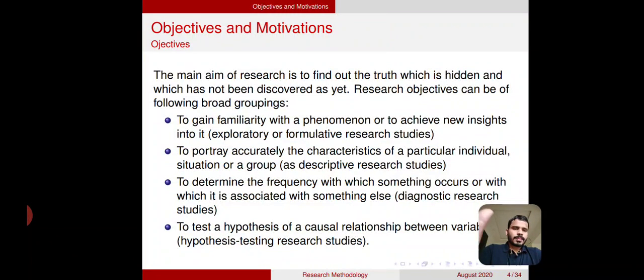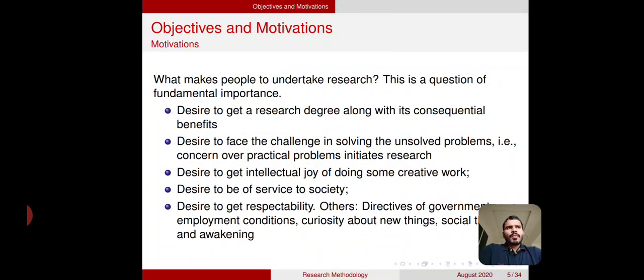Please go through all of these. And why are we doing the research? What are the motivations to do research? What makes people undertake research? This question is of fundamental importance. One of the main motives to do research is to get a research degree. In India or in the world, after doing time-bounded research, after 3 years or 5 years, we get a research degree from the universities. We call it a doctorate or PhD, Doctor of Philosophy. So one aim is to get a research degree itself.